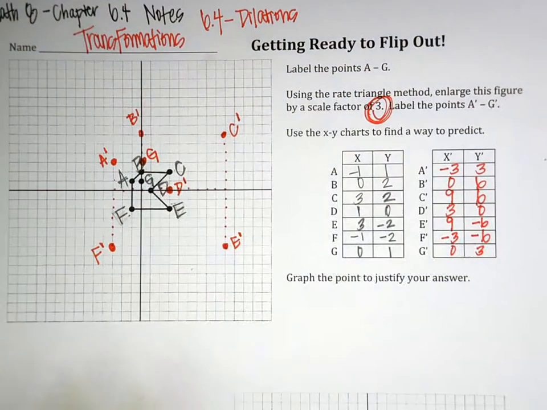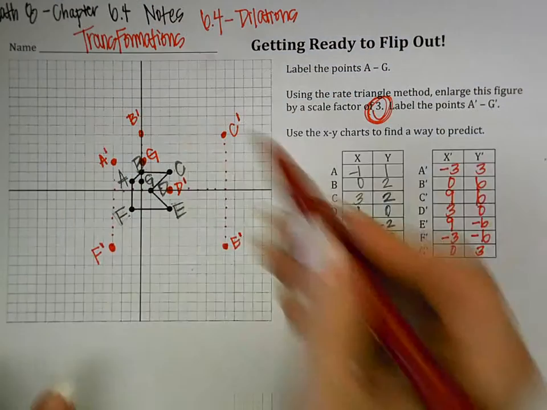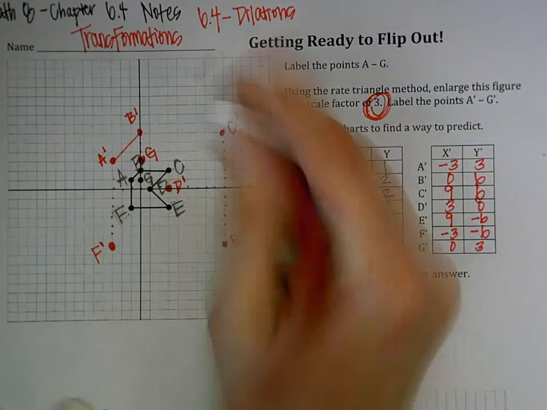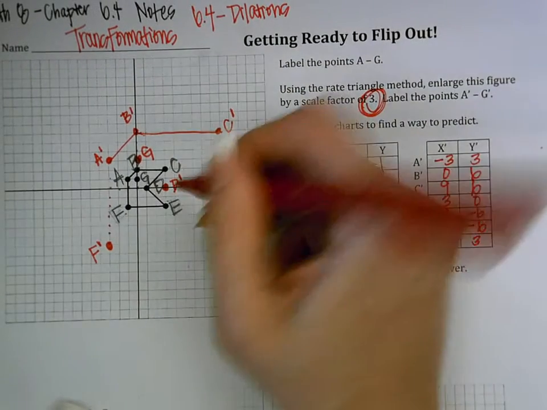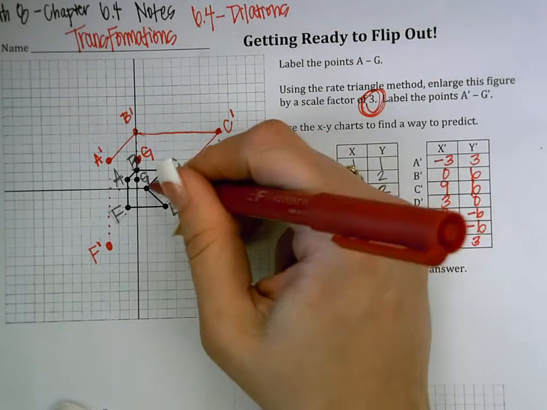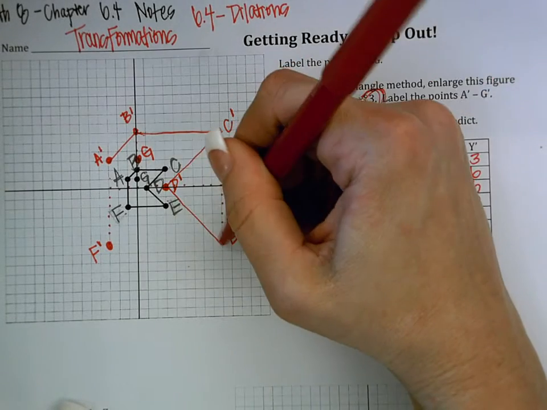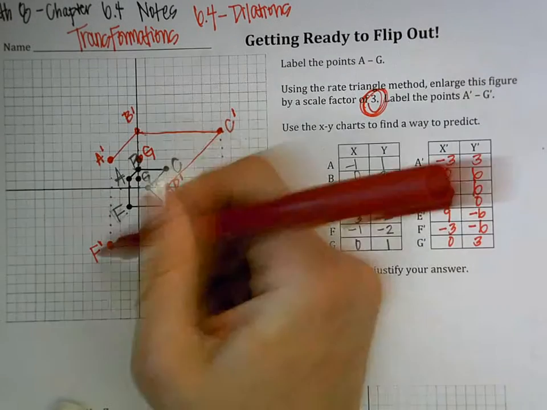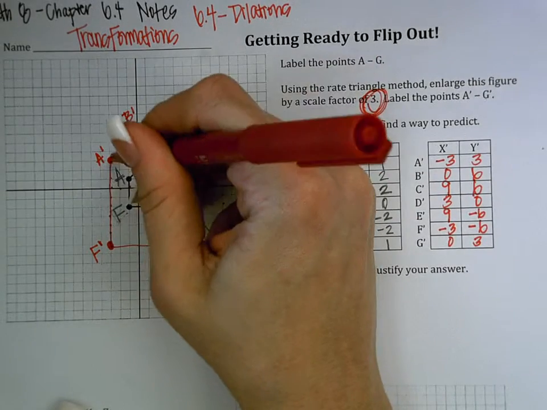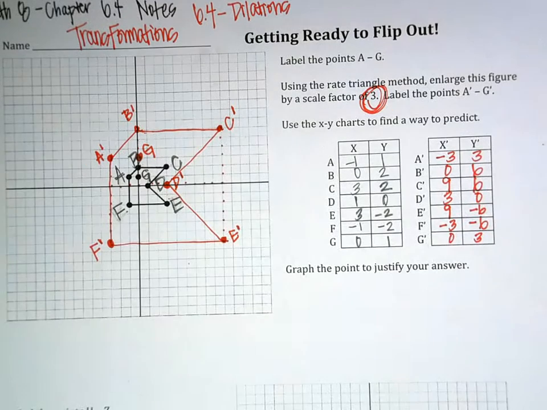Then we're going to connect these just like the other one. So A goes to B. B connects to C. C connects to D. D connects to E. E connects to F. F connects to A. And G is just hanging out in the middle.